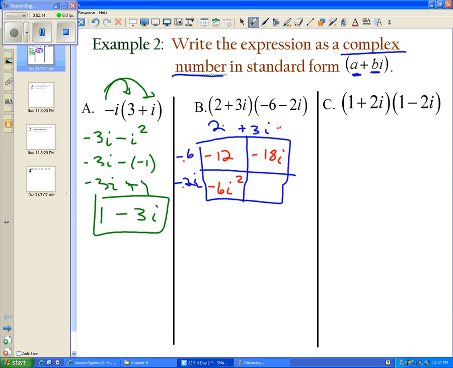squared. That was a mistake. Give me a second. 2 times negative 2i is negative 4i. 3i times negative 2i is negative 6i squared. I know that i squared is negative 1, so this is negative 6 times a negative 1, which is 6. Combine like terms. My real parts, negative 12 and 6, give me negative 6. Negative 18i minus 4i is negative 22i. There is my final answer.